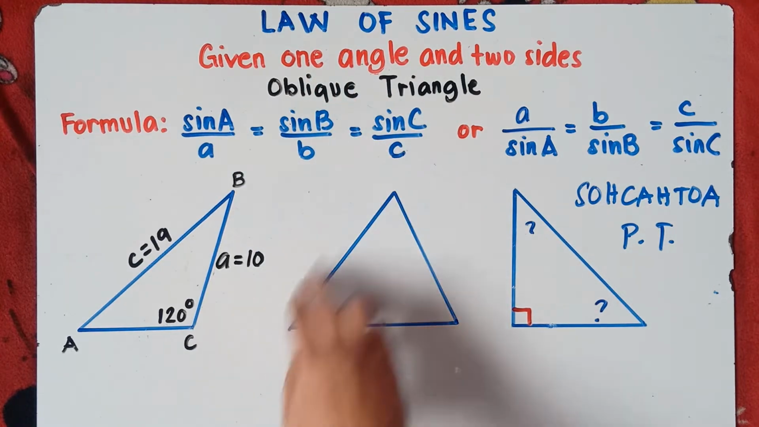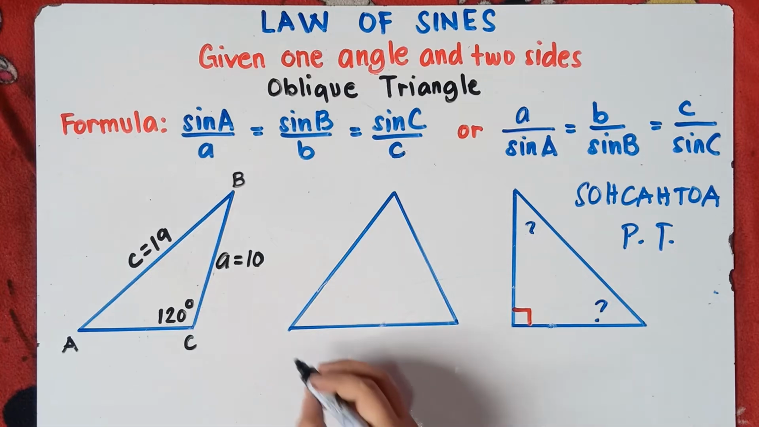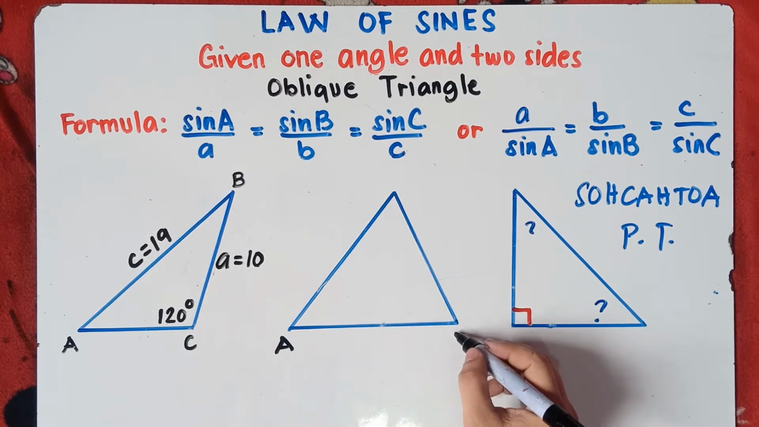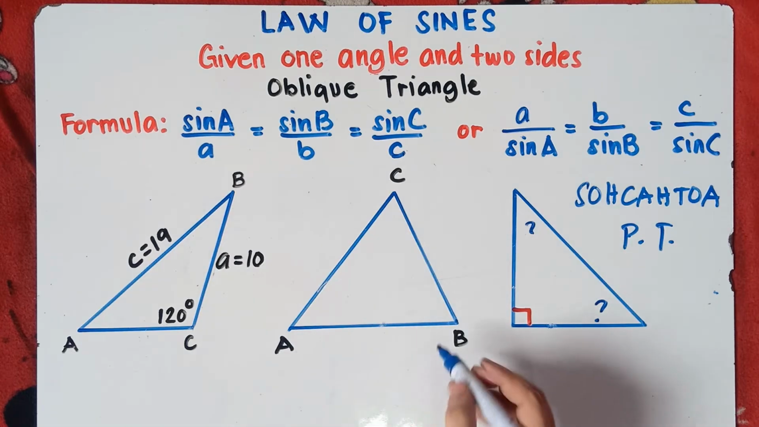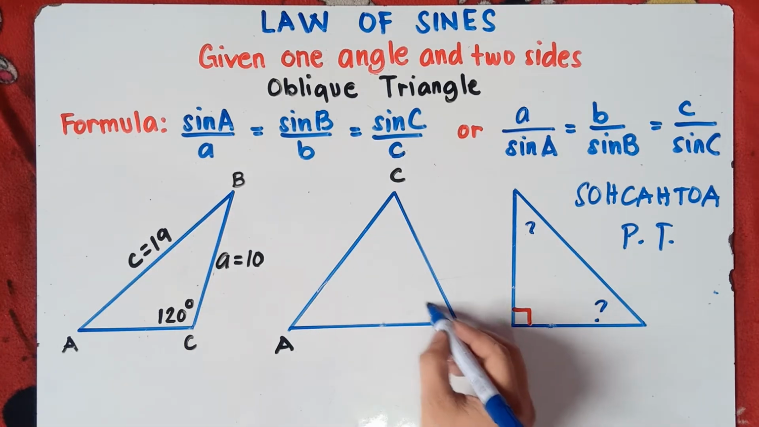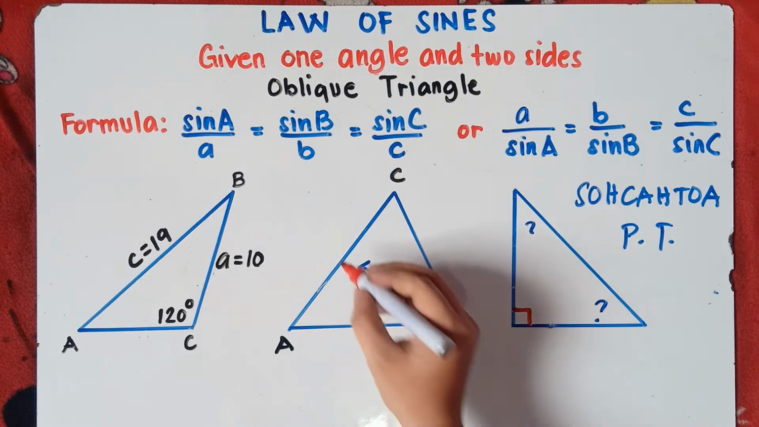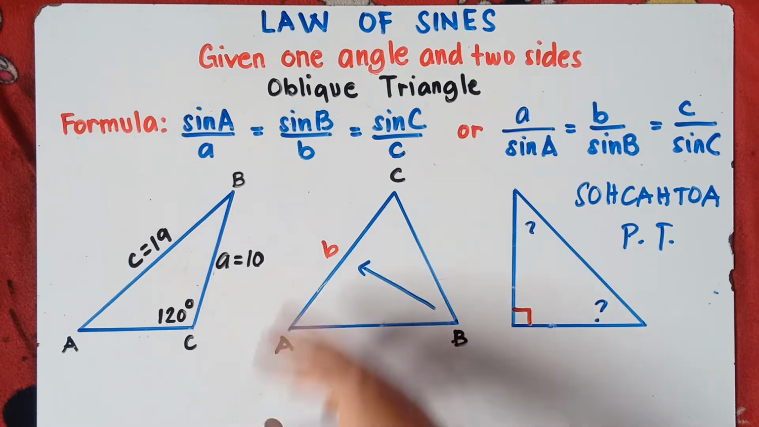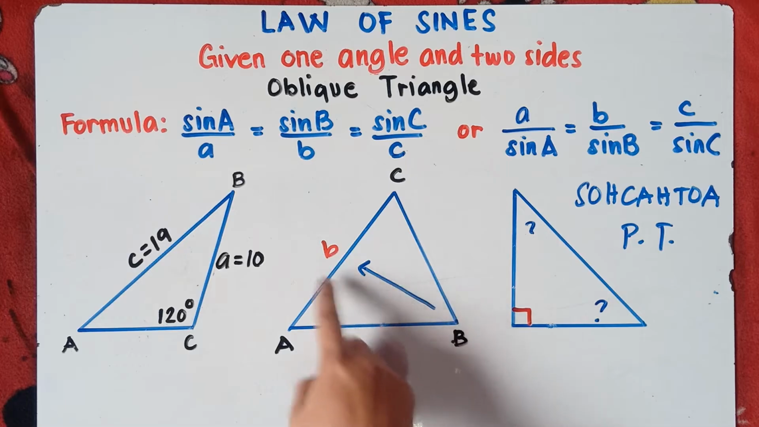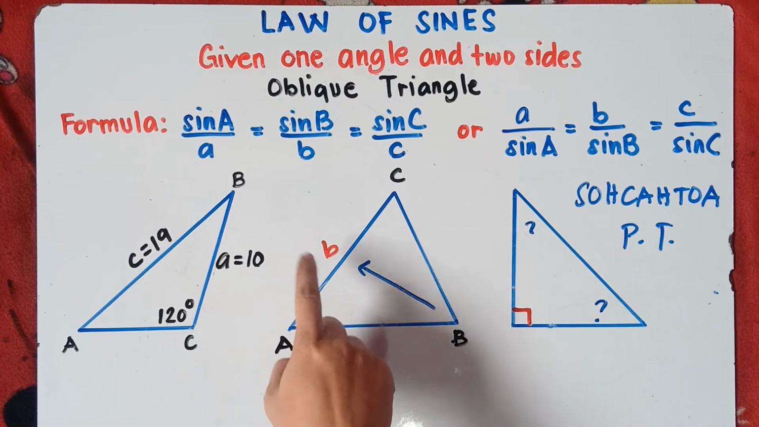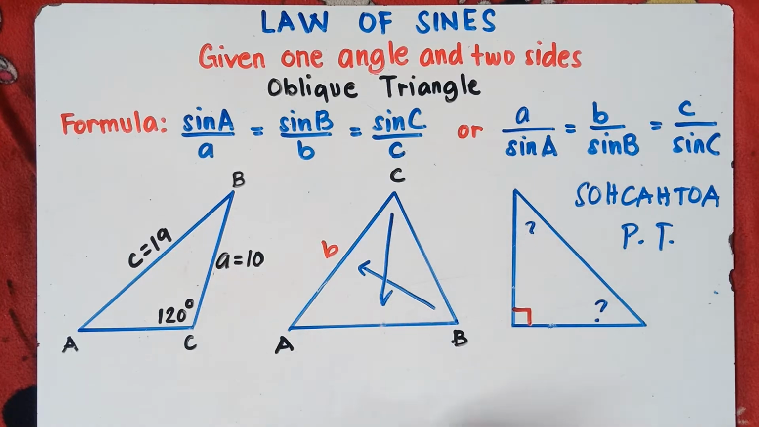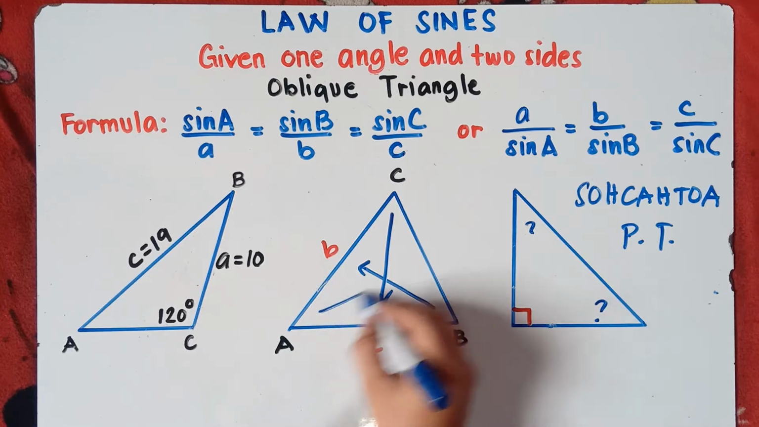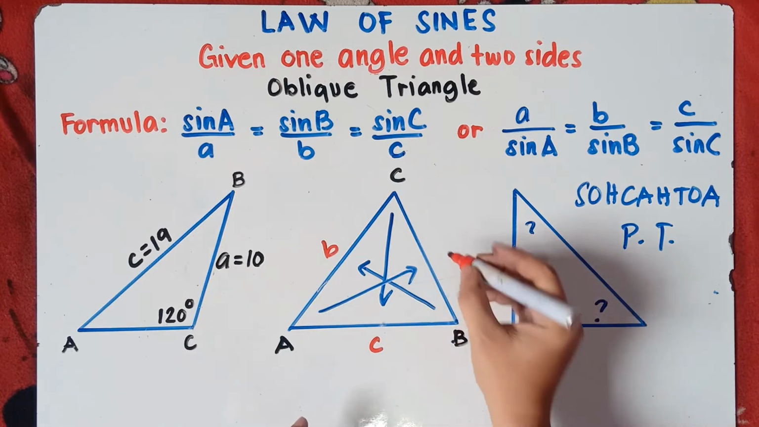For example, class, if this is the oblique triangle, and this is angle A, this is angle B, and this is angle C, the side opposite angle B is what we call side B, or small b. Always remember this, class: in an oblique triangle, the side opposite angle B is always side b. Opposite angle C is small c, or side C. And opposite angle A is side A, or small a.